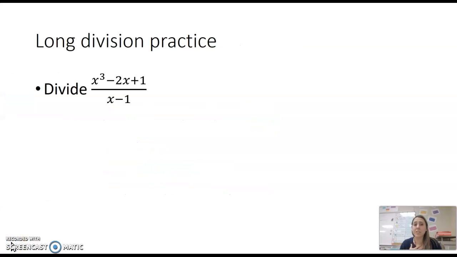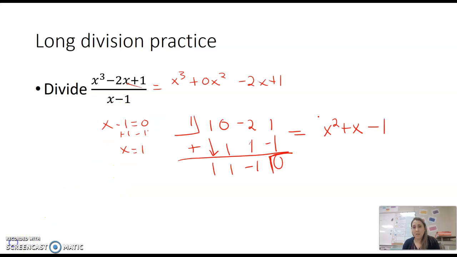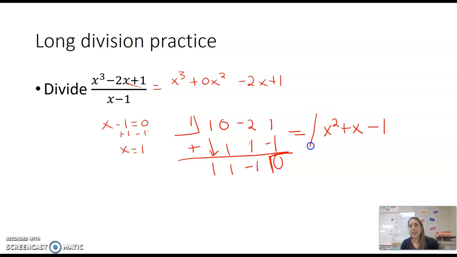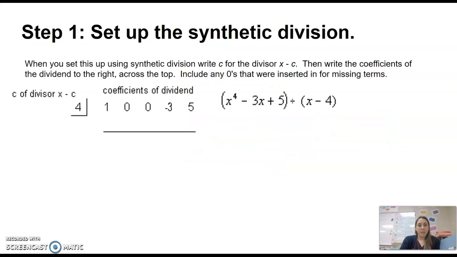Here is a long division practice. Let's go ahead and try this. Okay, oops. This should have been your answer. If you didn't know how to do that, I have some slides that will go through them. So again, you want to set up your coefficients. So this x to the fourth is 4. We need an x to the third and x to the second. So that's where these zeros come in.